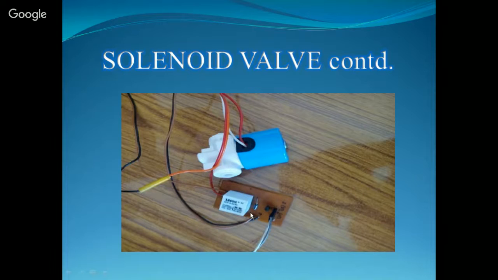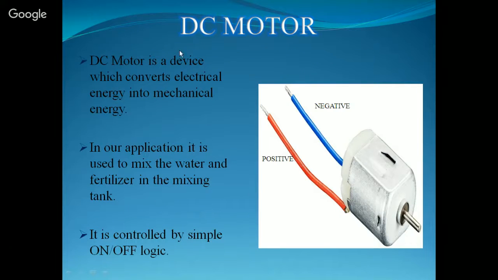Next, DC motor. A DC motor is an electrical machine which converts electrical energy into mechanical energy. In our application, DC motor is used to mix the fertilizer with water in a mixing tank. A rotating blade is connected to the shaft of the motor to perform the mixing process. It is controlled by simple on-off logic using LabVIEW.